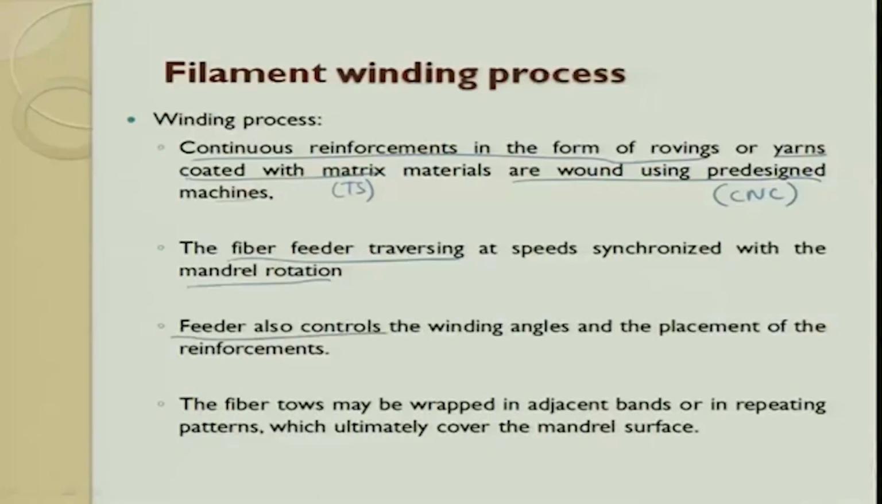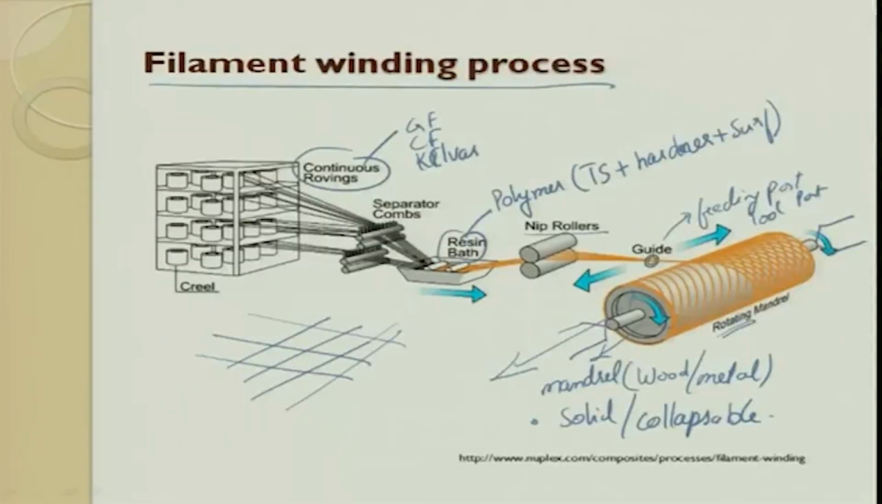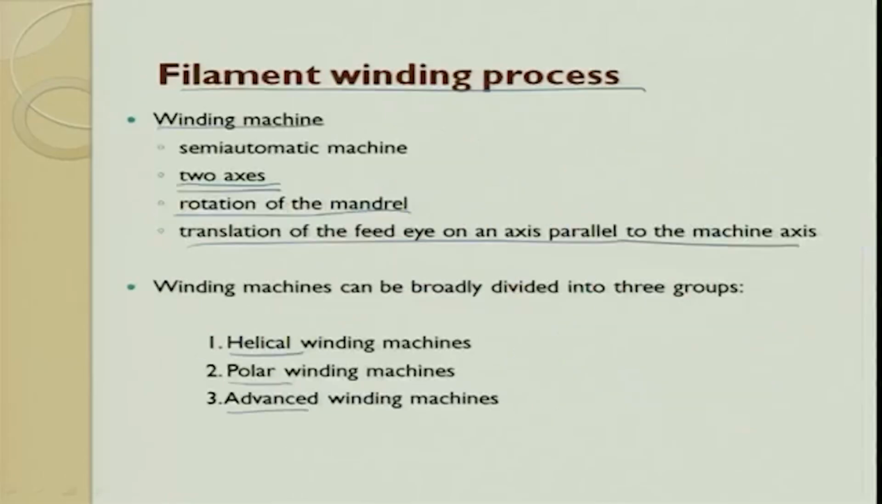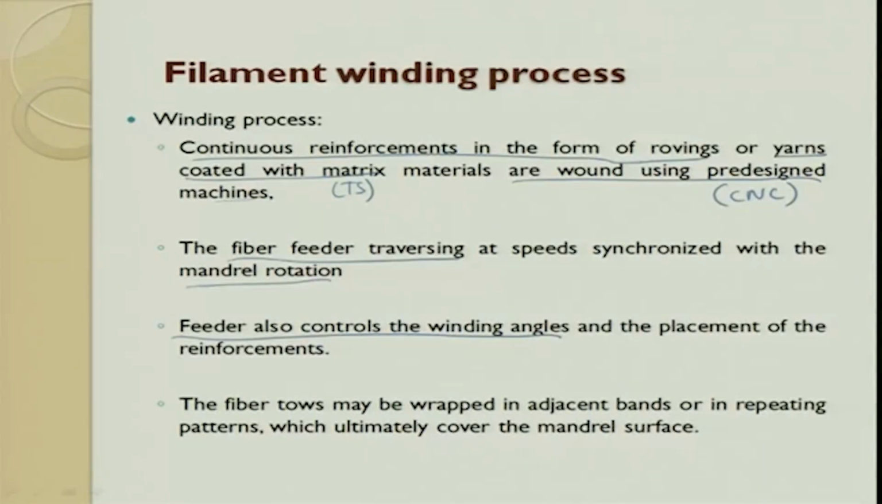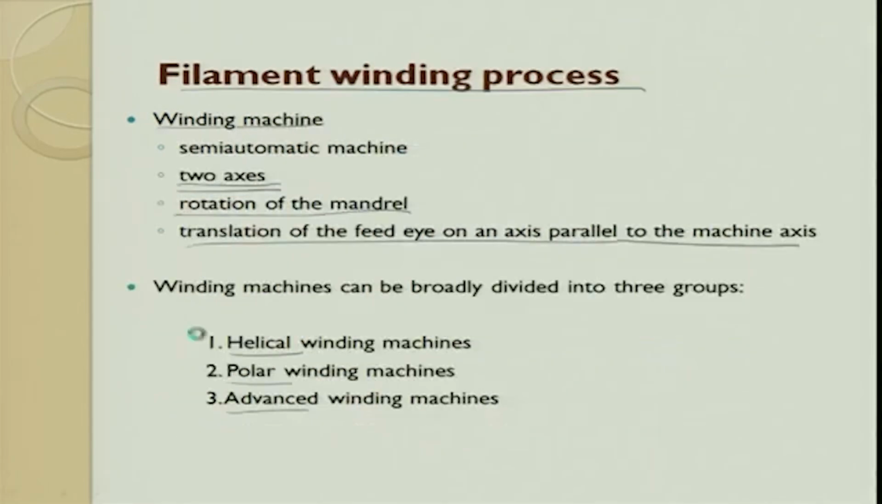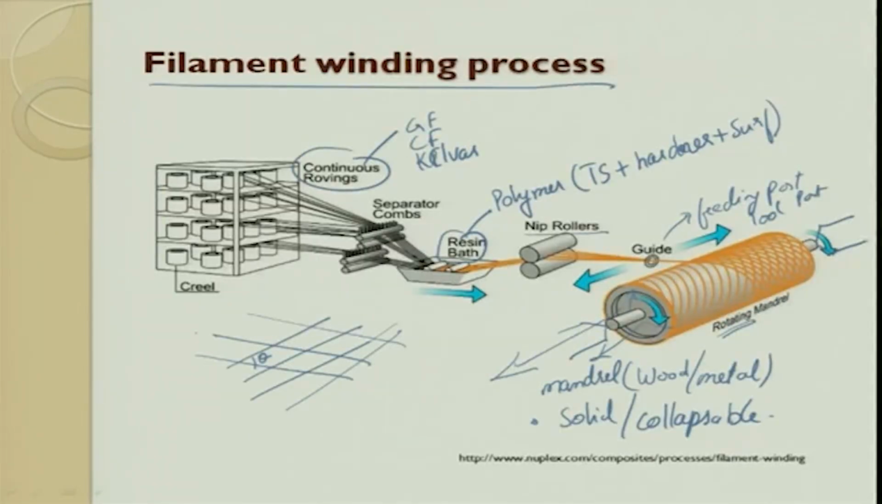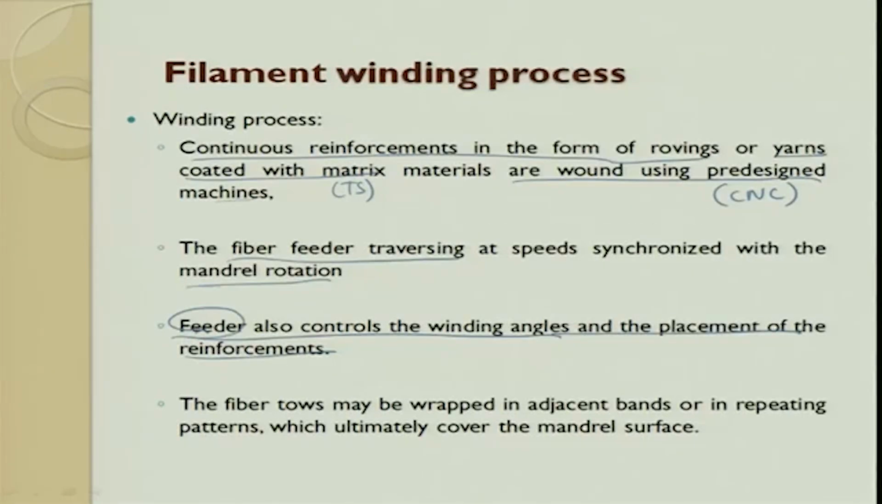So, the feeder is used to control the winding angle. So, what is the winding angle are we talking about? This angle theta. So, winding angle and the placement of the reinforcement is controlled by the feeder. So, what is a feeder? Feeder is the guide post. So, here feeder. Okay. The fiber tow may be wrapped in adjacent bands or in repeating patterns which ultimately covers the mandrel surface so that you get the required thickness.